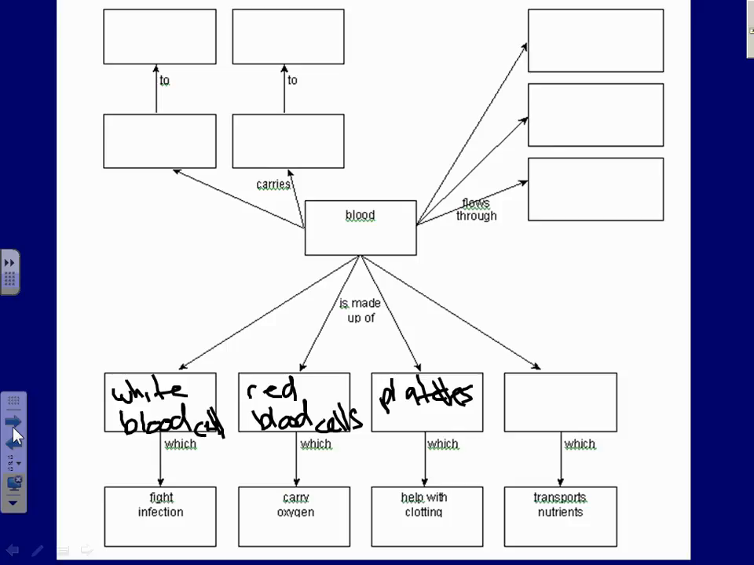All right. So blank transports the nutrients, and it transports everything else. Transports the white blood cells, the red blood cells. Plasma. Excellent. Blood flows through. What are my options there? Arteries. What else? Good. Veins. And capillaries.